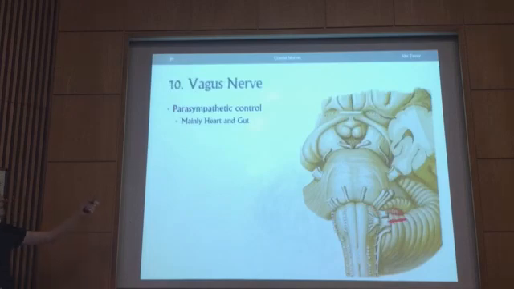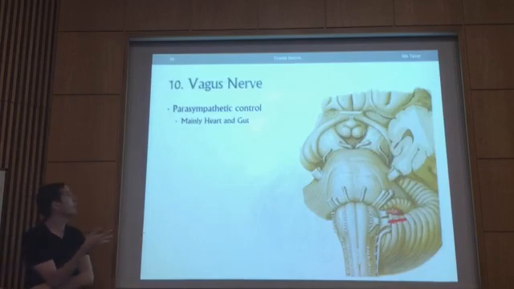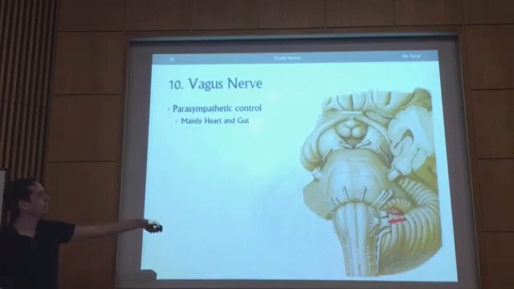The 10th cranial nerve, the vagal nerve, is mainly involved in parasympathetic control, mainly in affecting the heart and the gut. So this is the 10th cranial nerve.